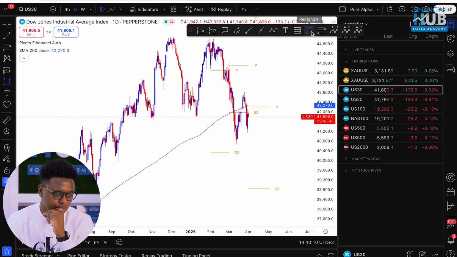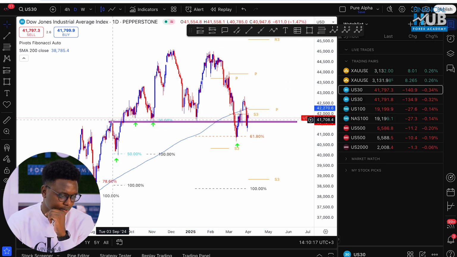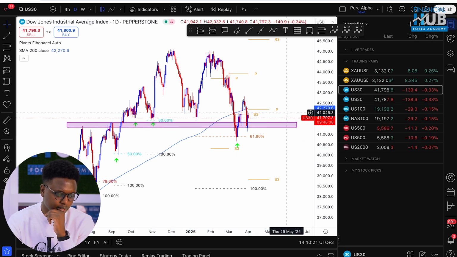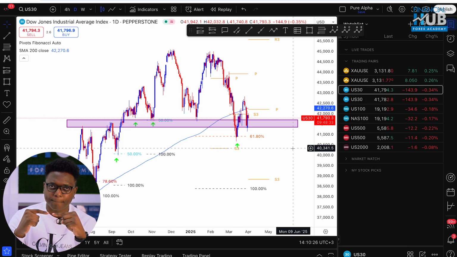Now, like I said, I use a lot of support and resistance. So this level here, if I extrapolate this, it was a previous high. Let's take it as a zone. Remember, key levels for me, I take as a zone, not necessarily a line.